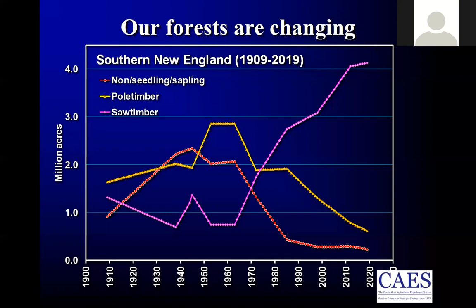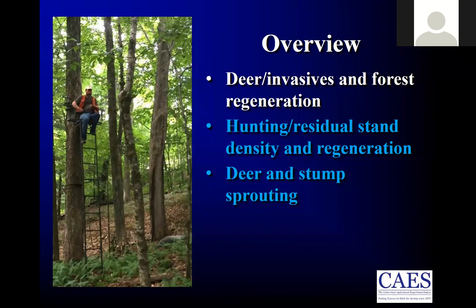What probably most people aren't aware of is that because we haven't had a lot of seedling sapling stands, the number of pole timber size stands has actually been crashing over the last 40 or 50 years. So there's been a lot of interest in regeneration. So let's start out with the first one, looking at deer and invasives and the impact that they have on forest regeneration.